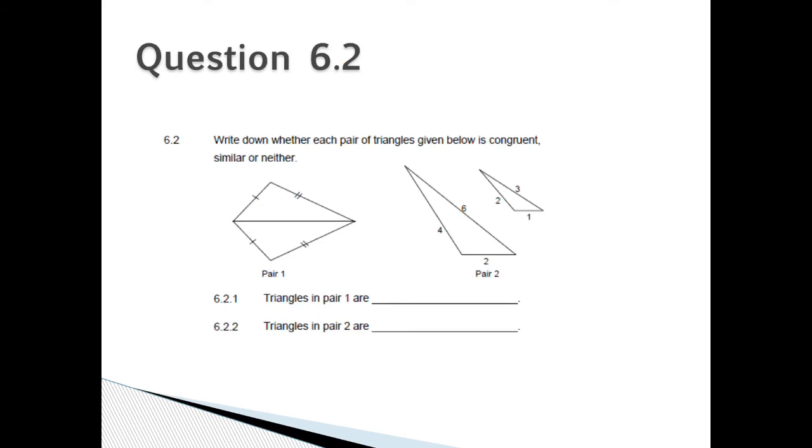6.2, write down whether each pair of triangles given below is congruent, similar, or neither. 6.2.1, triangles in pair 1 are. 6.2.2, triangles in pair 2 are. The triangles in 6.2.1 are congruent and the triangles in 6.2.2 are similar.